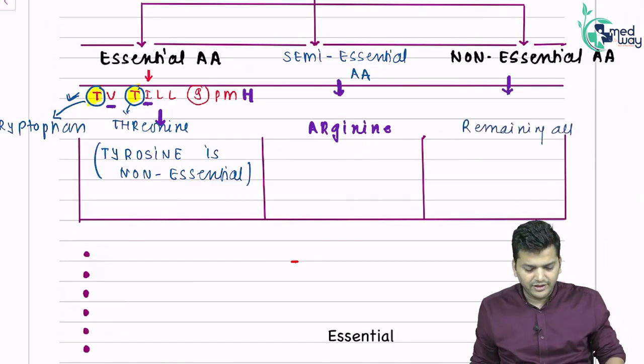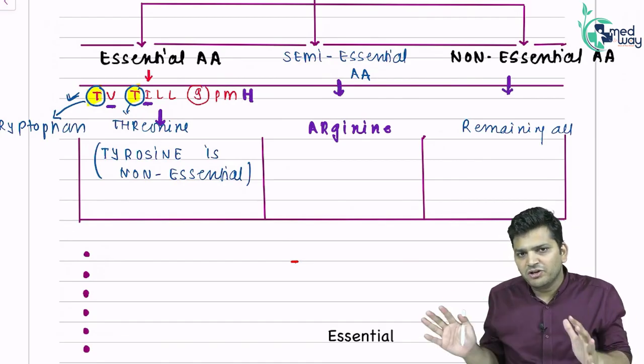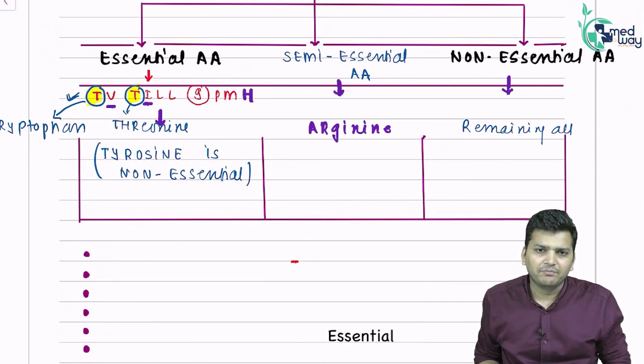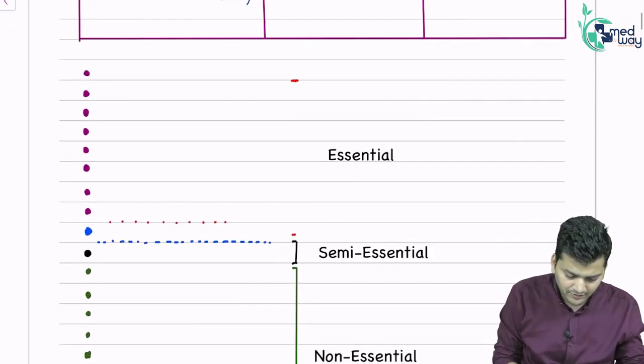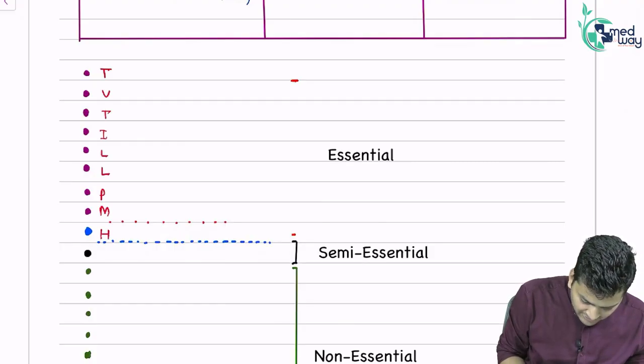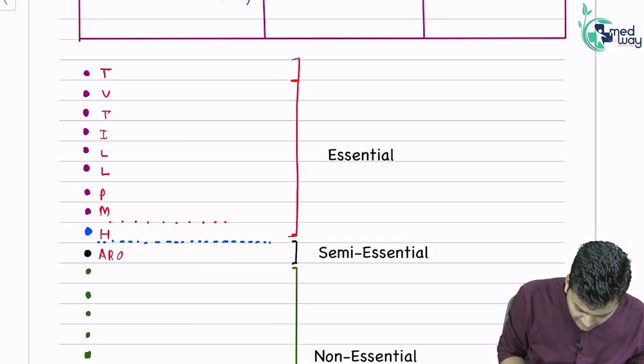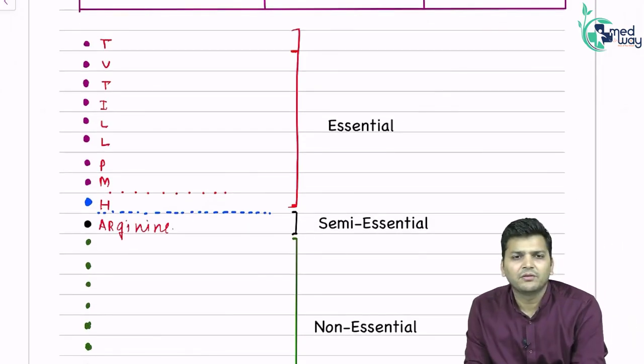If I write down the 22 amino acids again in the spectrum, it will be like this: TV TILL 9 PM H. These are essential. Then we have the semi-essential, arginine, and then we have the non-essential ones.